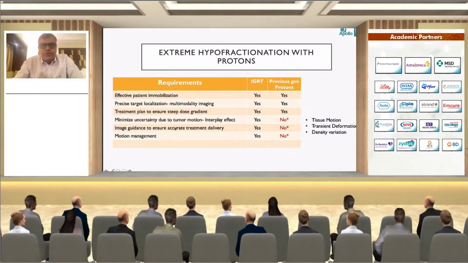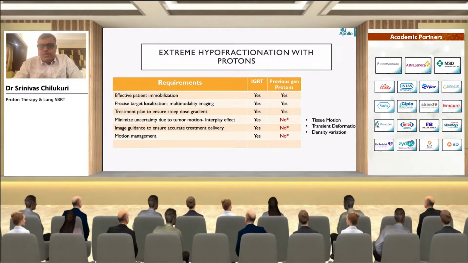As we know, for extreme hypofractionation, which I like calling extreme hypofractionation rather than SBRT, but nevertheless, that is a more popular term. The requirements for conventional photon-based SBRT techniques are effective patient immobilization, precise target localization, treatment plan to ensure steep dose gradient, minimize uncertainties due to tumor motion and interplay effects, image guidance to ensure accurate treatment delivery, and motion management. These are very well established with conventional photon-based image-guided radiation therapy approaches. But they were not with proton beam therapy.